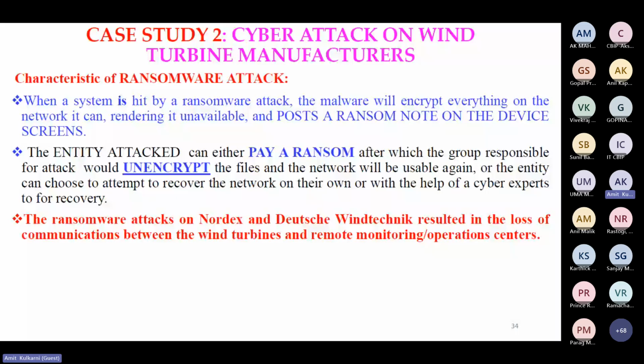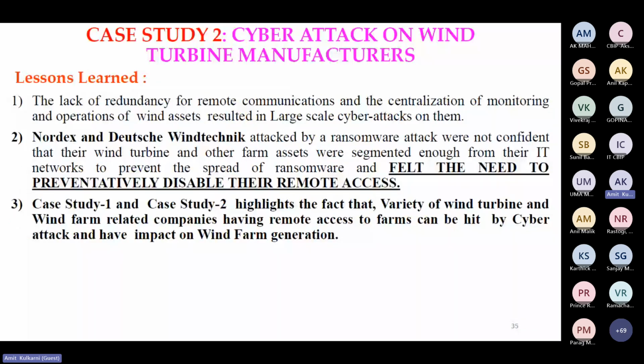Now in this case also, this ransomware attack, the loss of communication system between wind turbines and remote control monitoring and operation centers, SCADA, took place. So what was the same, like redundancy in remote communication and centralized monitoring of operation of wind assets is essential, and the immediate action taken by these companies to safeguard against larger damages to their assets and further RE generation loss is to cut off IT systems.